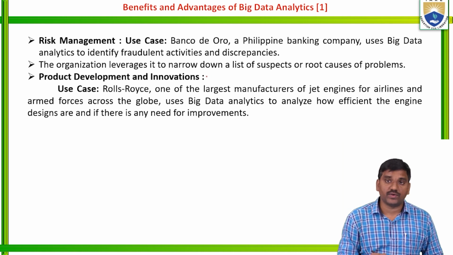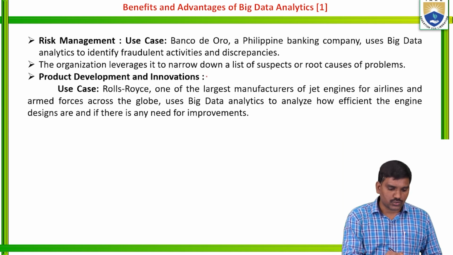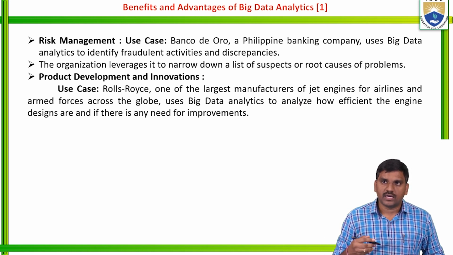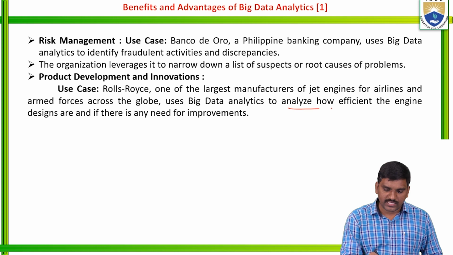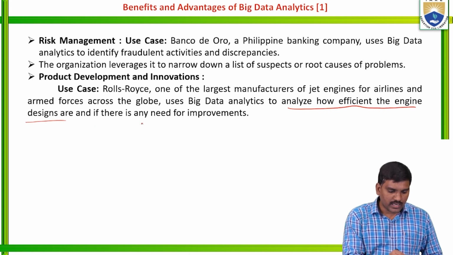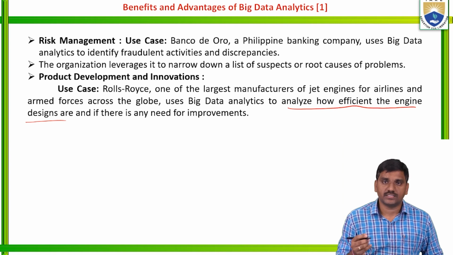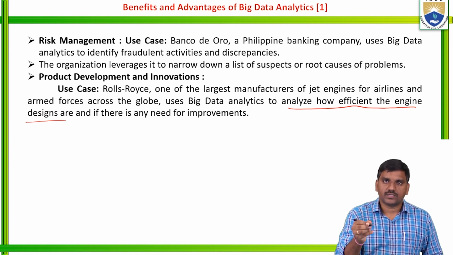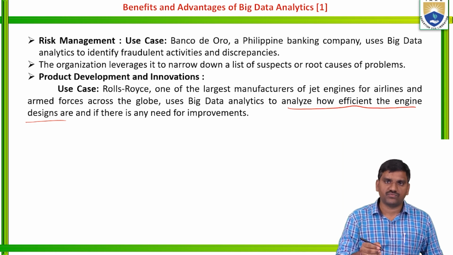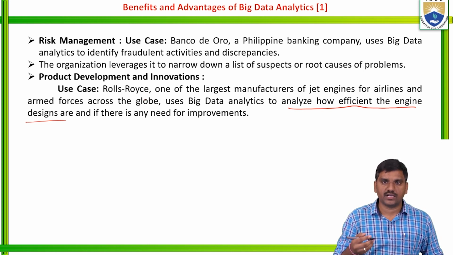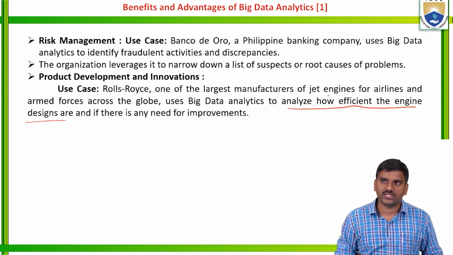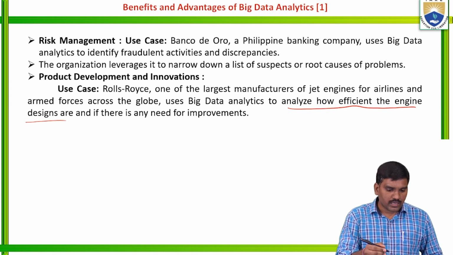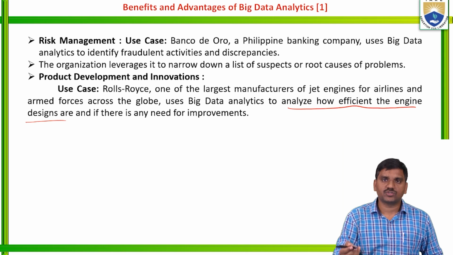Next, product development and innovations. What is the use case? Rolls-Royce, one of the largest manufacturers of jet engines for airlines and armed forces across the globe, uses big data analytics to analyze how efficiently the engines are designed, or if there is any need for improvements. This is the use case of product development and innovations. The best example for that is the Rolls-Royce company. As we already know, it is one of the largest manufacturers of jet engines for airlines. So these are the two main advantages of big data analytics: risk management along with product development and innovations.